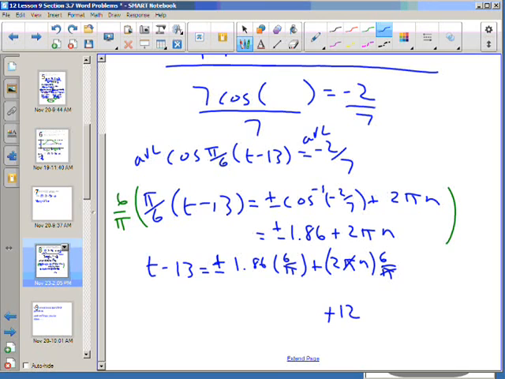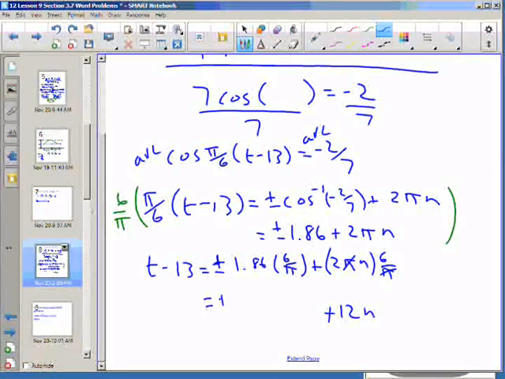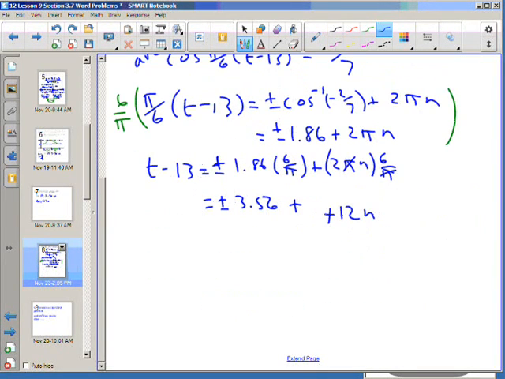So we'll get a plus 12n now there. This calculation gives 3.56, we'll call it. All right, last step to undo the plus 13. And remember, this plus and minus 3.56, you actually have to separate that because you're going to get some different values out of that. And we're not going to add this to our period here of 12n.